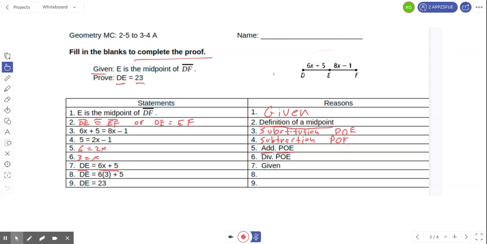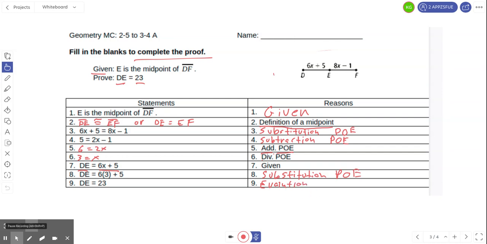And then we know that x equals 3, so we can substitute 3 for x, and that's the substitution property of equality. And then finally, we can say that DE equals 23. And that is simply done by evaluating. I'll just write evaluation here.